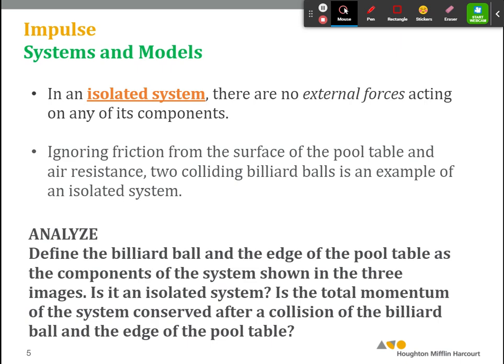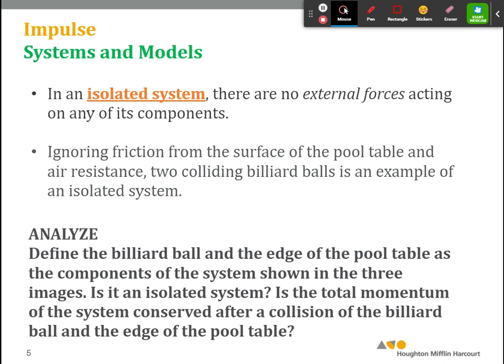Let's look at the question. Define the billiard ball and the edge of the pool table as the components of the system shown in the three images. Is it an isolated system? Is the total momentum of the system conserved after a collision of the billiard ball and the edge of the pool table? It means, does the total momentum stay the same?